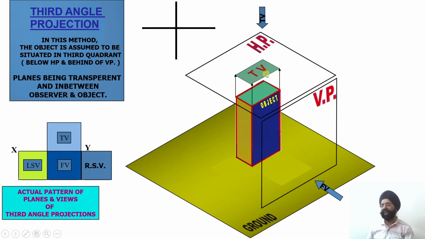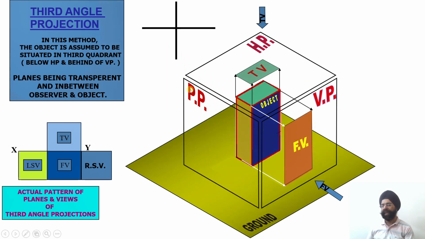the top view is drawn above the XY reference line, because you see, on the vertical plane, the front view will stay in its own position, whereas this horizontal plane, as I told you, will be rotated clockwise. So this will be moving upward. So your top view will be drawn above the XY reference line, right? So this is the front view.